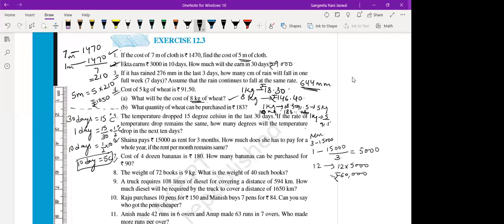7th question. Cost of food in Bangalore. Yes, read the question. Cost of 4 dozen bananas is 180 rupees. So the cost of 1 dozen bananas is 45 rupees. So 45 twos is 90. So we can purchase 2 dozens of bananas in 90 rupees.